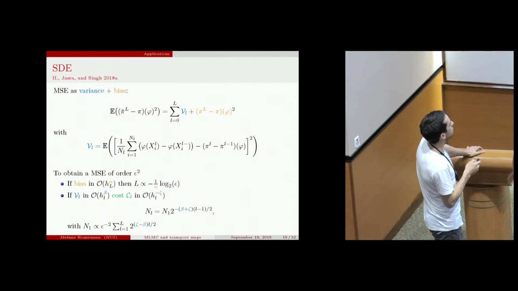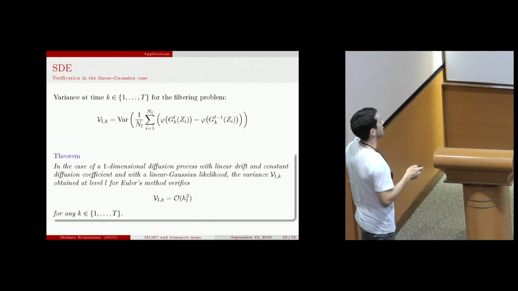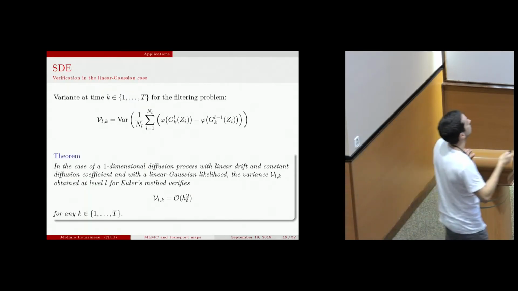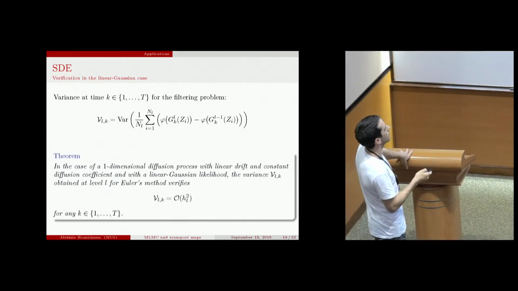And if we want to optimize the cost for a given variance, given that the variance is of order h_l^beta, and the cost is h_l^(-zeta), then we can deduce the number of samples we have to use at every level. So again, that's standard. And just as a verification, in the 1D Gaussian case, we can verify that this is the order we want.